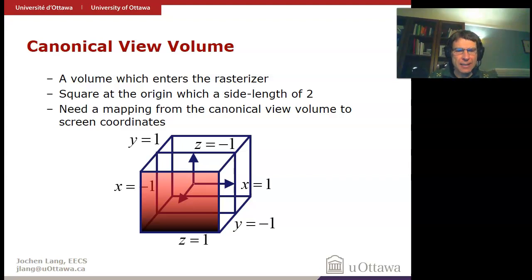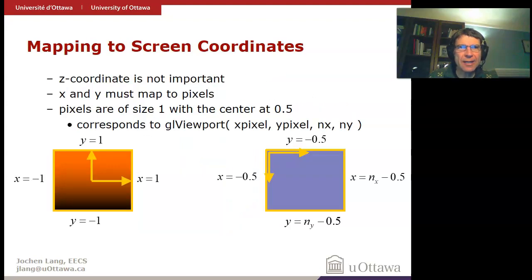Once we have our scene in the canonical viewing volume, all properly scaled and translated and perspective projection applied, then we can look at how we get from this canonical viewing volume onto the screen. So how do we get to actual pixel coordinates, right? Because our screen obviously has many pixels and doesn't have a side length of 2. So we have to do another final step to get to a buffer or to screen coordinates.